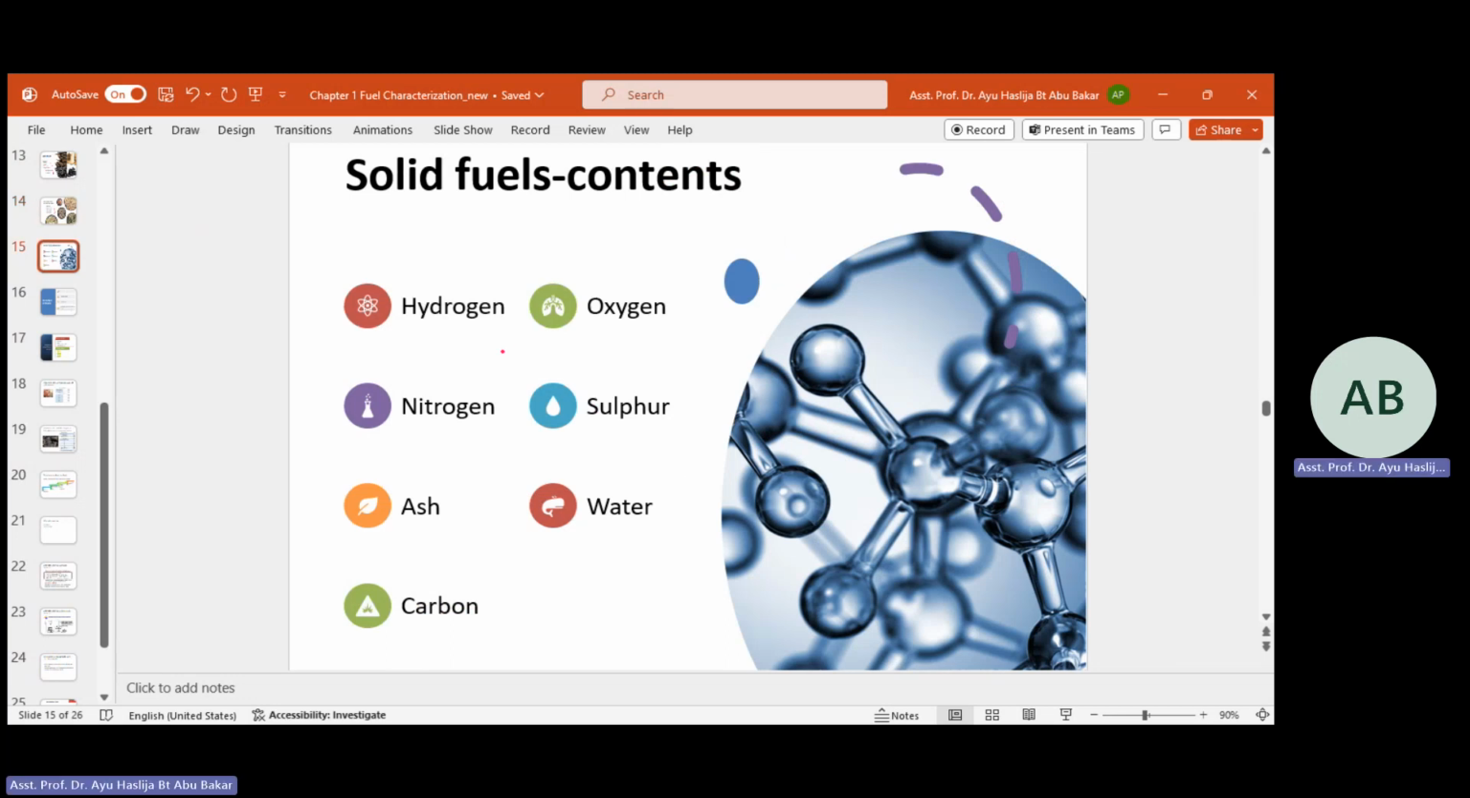Okay, these are the solid fuel contents that you will need to analyze: hydrogen, oxygen, nitrogen, sulfur, ash, water, and carbon. So basically, later on you will see the chemical formula of the fuel: CHONS. Okay, so these are the important ones.